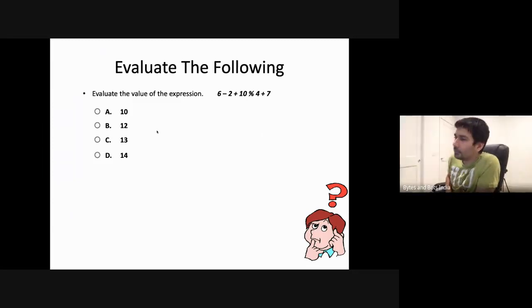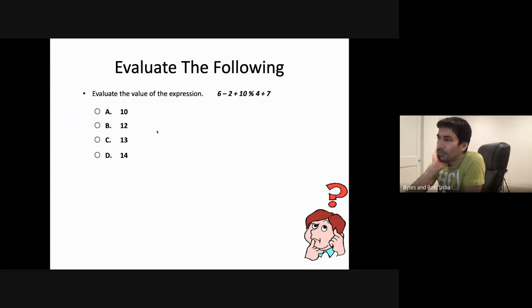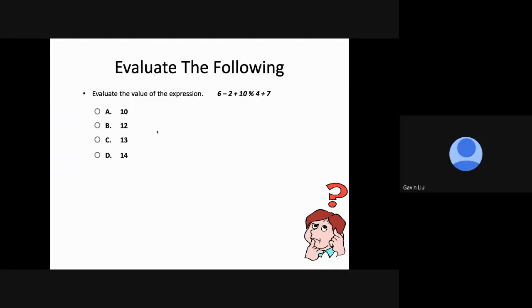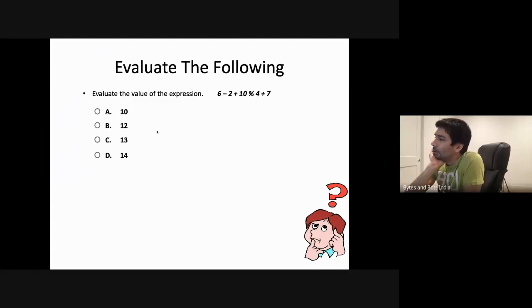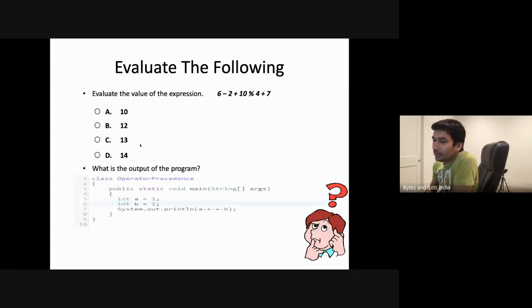So this is a little simpler than that. You have to apply the BEDMAS rule, which is first evaluate 10 modulo 4. So that is 2. And then the standard subtraction and addition. So minus 2 plus 2 will make it 0. Then that leaves us with 6 plus 7. So 13. So 13. C. Yeah. Okay. All right.